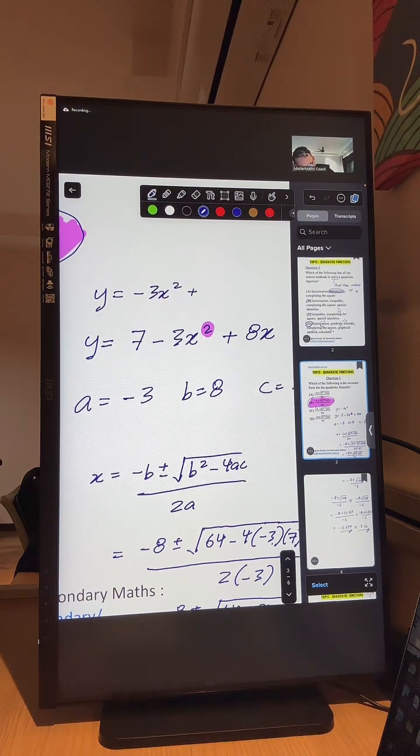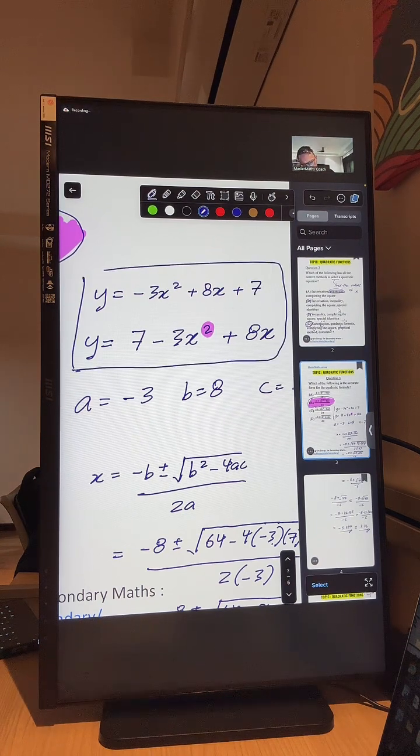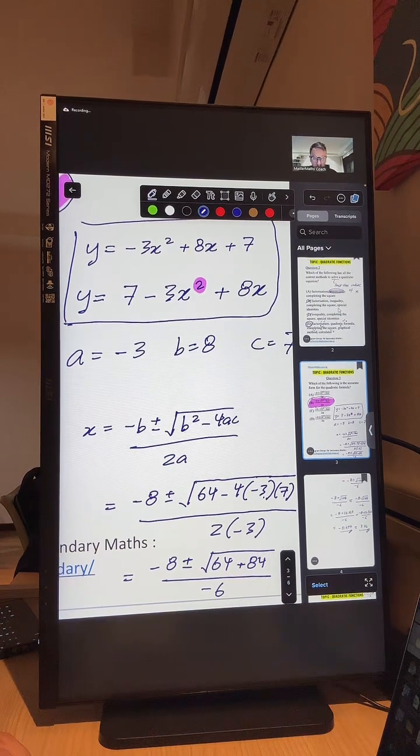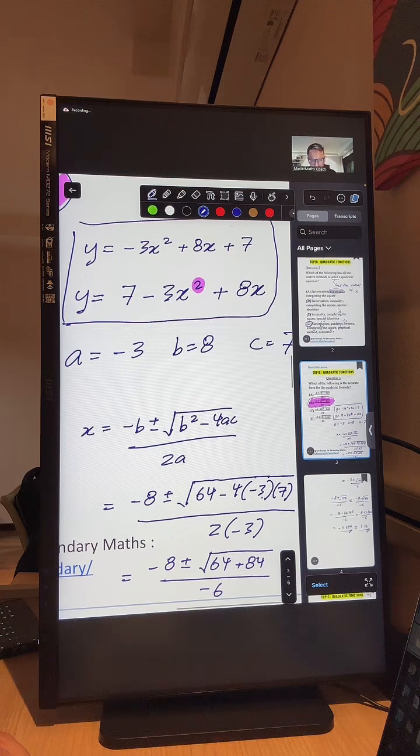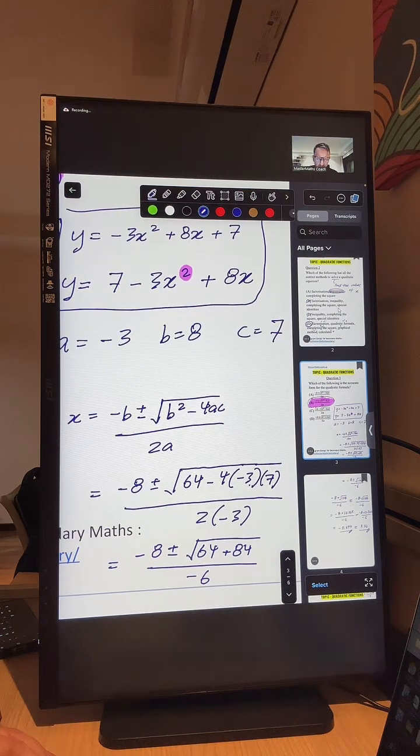Remember, in algebra, I can also do this. So, these two, they are actually the same. It's just a case of moving the terms around. So, my A here will be negative 3. My B here will be 8. And my C here will be 7.